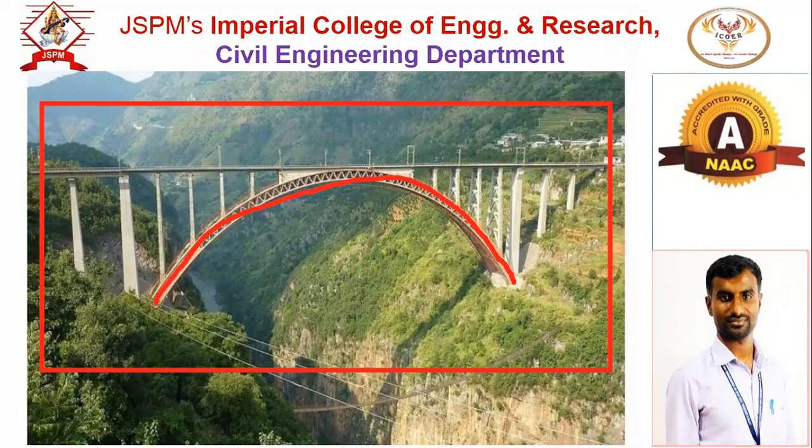So the given structure is an arch. This is basically an arch. If this is an arch bridge, or we can say arch, classify that arch based on the structural form. Either it will be 1D, 2D, or 3D.